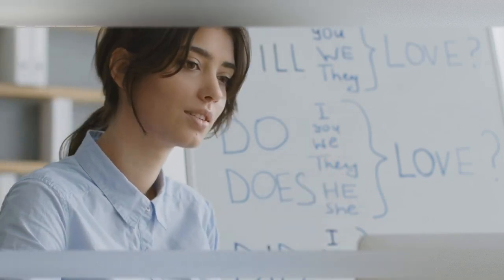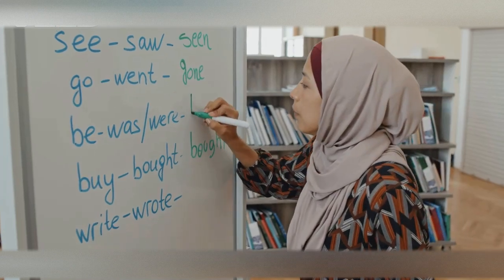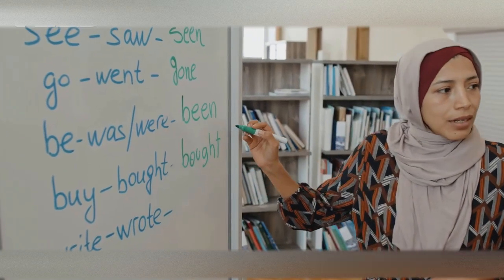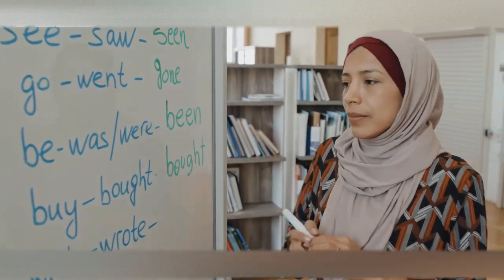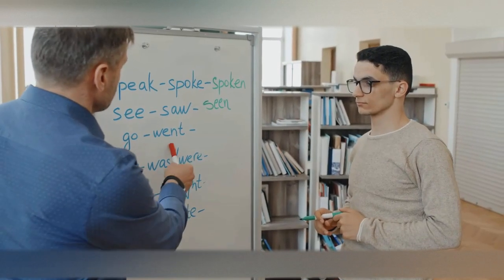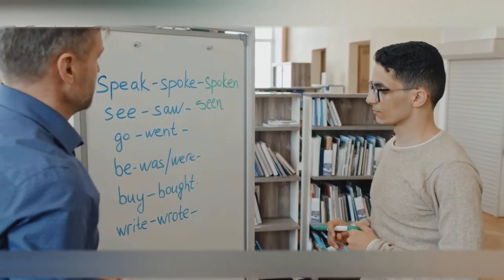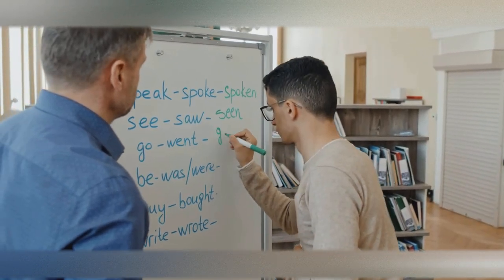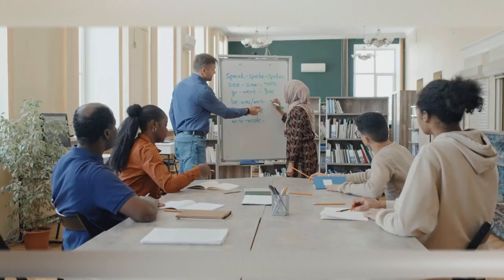To form the passive voice in the simple past tense, we use the verb to be in the past tense, which is was or were, depending on whether the subject is singular or plural. In our example, the meal is singular, so we use was. Then, we take the past participle of the main verb. The past participle of cook is cooked.